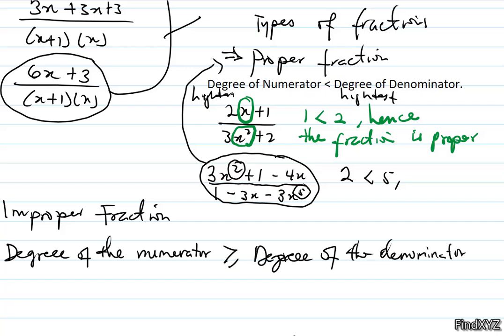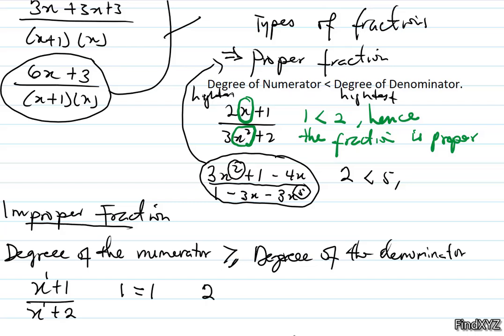So for example, if you have x plus 1 over x plus 2, what is the highest degree of the numerator? That is 1. What is the highest degree of the denominator? That is 1. You can see 1 is equal to 1. Once it is equal to or greater, this is an improper fraction.